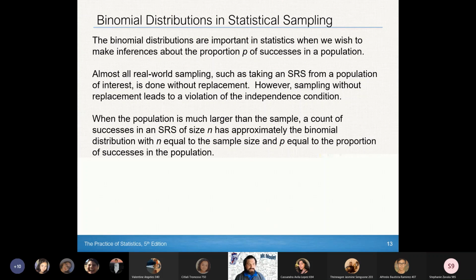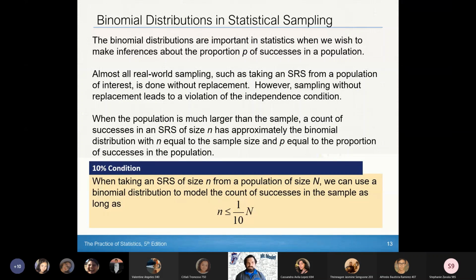When the population is much larger than the sample, a count of successes in an SRS of size n has approximately the binomial distribution with n equal to the sample size and p equal to the proportion of success in the population. This means that if the overall population we're sampling from is big enough, then we can still use a binomial distribution, even though technically it's violating independence when we're checking BINS, right? Because of the 10% condition.